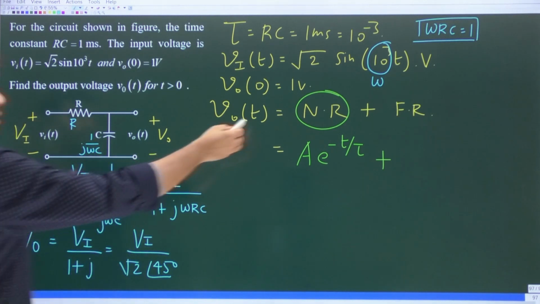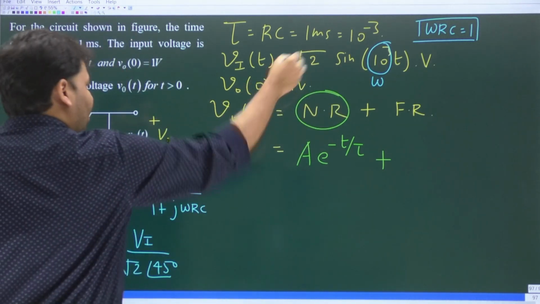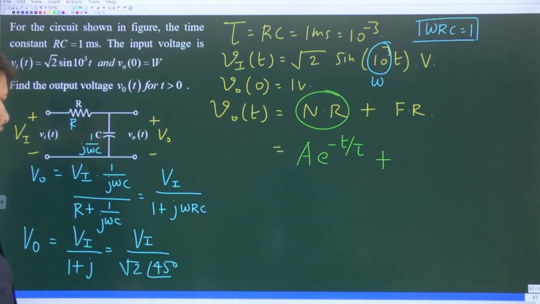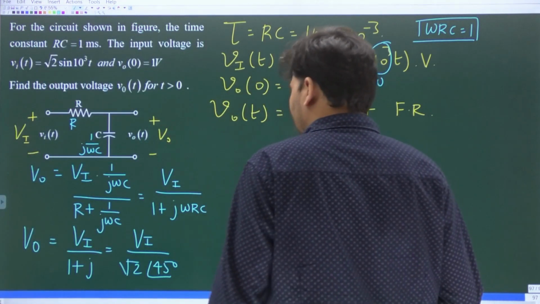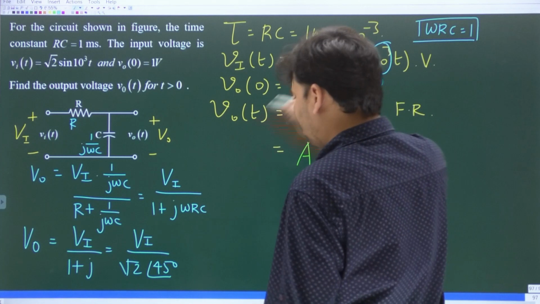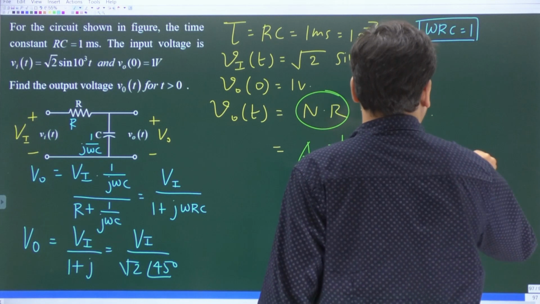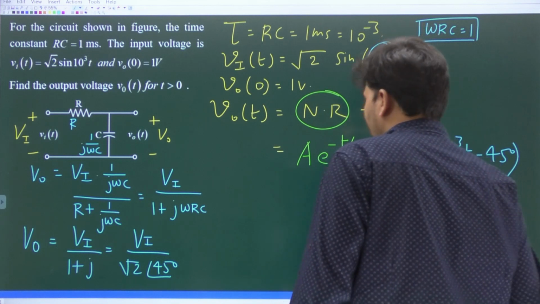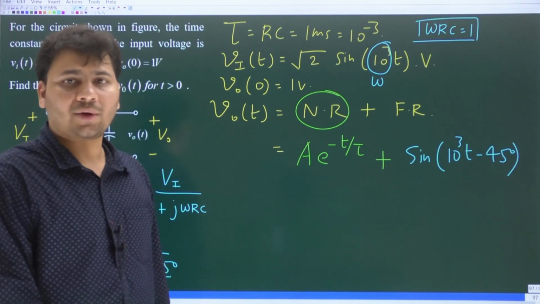What is the applied input voltage? Root 2 sine 10 power 3t. So this divided by this, the root 2 and root 2 get cancelled, and there will be a phase shift of minus 45 degrees. Yes or no? So directly I'll write the steady state or forced response as sine of 10 power 3t minus 45 degrees. This is the complete expression for the steady state part of V0 of t.